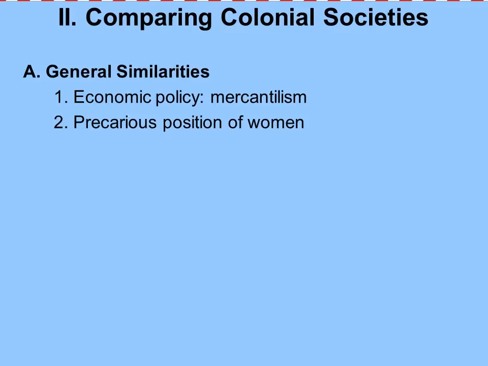Another similarity is that in each of these societies, women were in a precarious position, given the enormous imbalance in the number of men and women. Despite the inequality of patriarchy, European women were expected to be the bearers of civilization in the New World. For Native American and African women, the situation was even more challenging. Throughout all of these societies, rape and sexual abuse was quite prevalent. Despite these similarities, there were great differences among these societies. Let's take a look at 3 of these societies, the first 2 in Latin America and the third in North America.